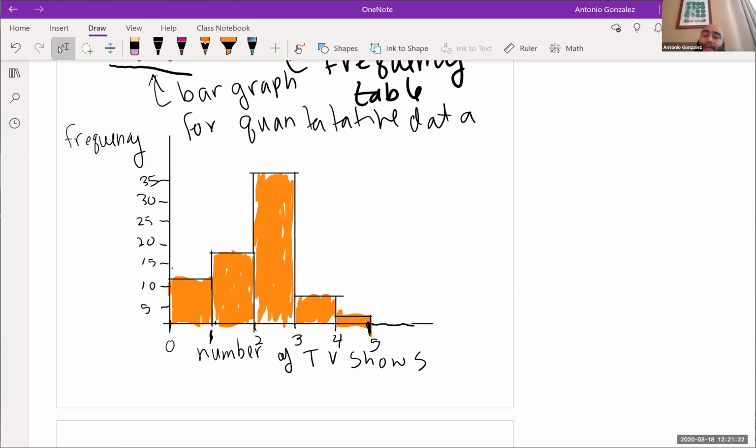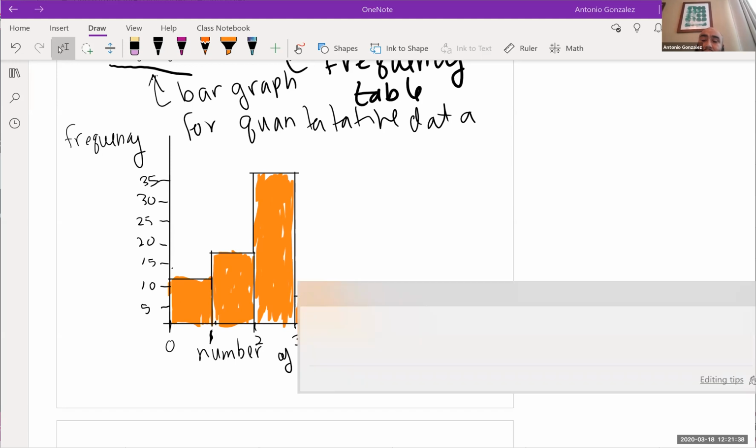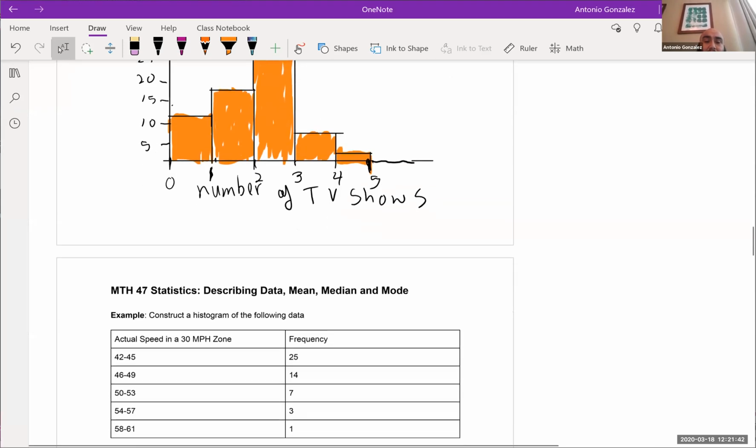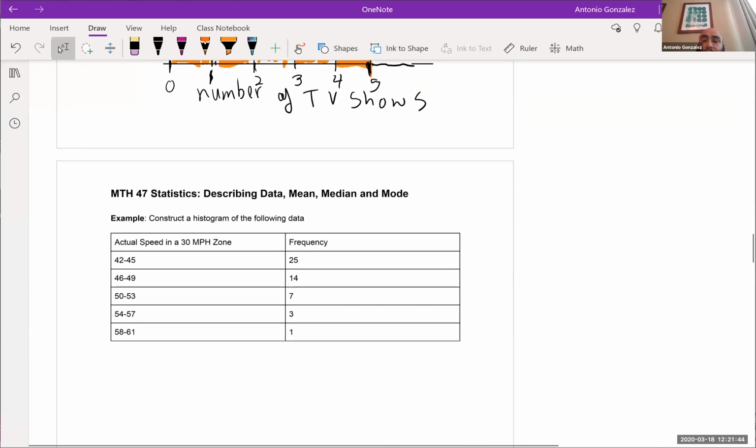Okay, any questions so far on this graph right here, or how to generate this graph? All right. Again, if at any point you have a question, just chime in via the chat bar, or feel free to unmute and ask a question out loud.